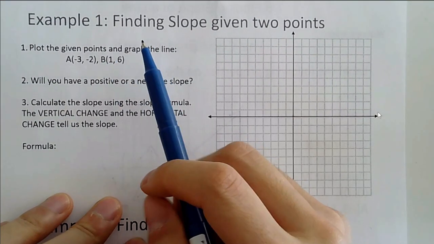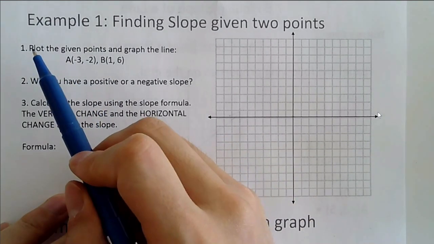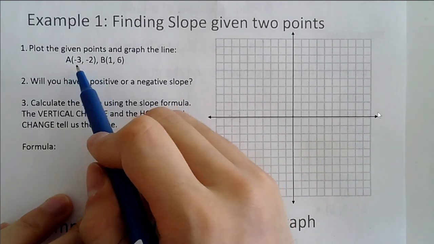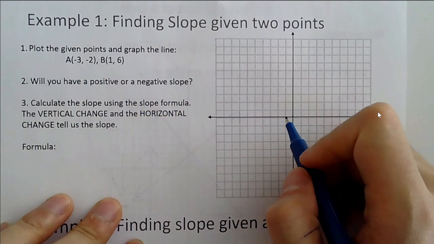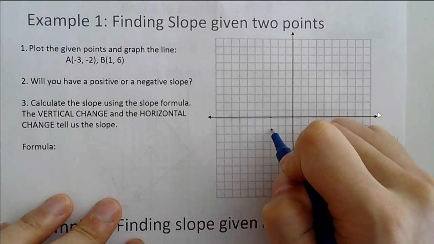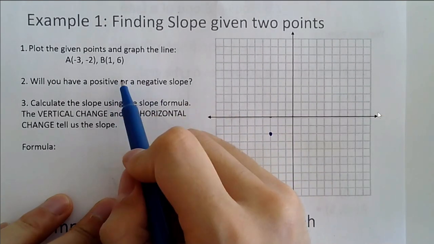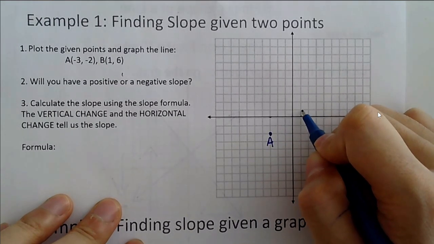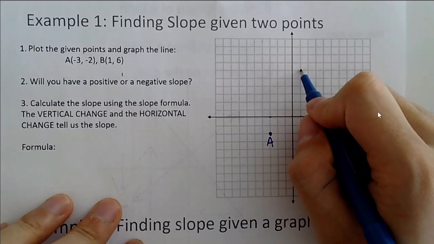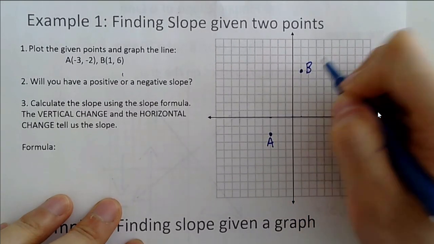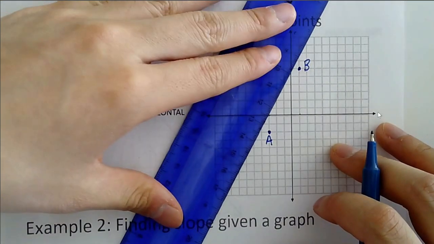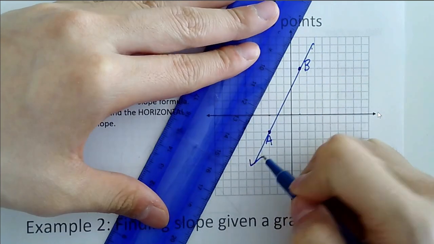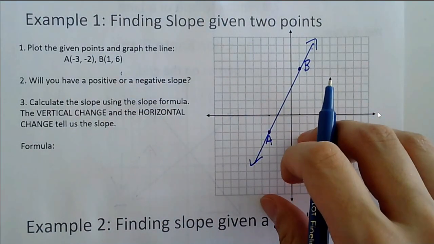Example 1 says finding slope given 2 points. Number 1 says plot the given points and graph the line. My first point, A, is (-3, -2). My second point is (1, 6), so 1, then 1, 2, 3, 4, 5, 6. Over here, that's my point B. I'm just going to draw a line going through 2 points, and I'm finished with number 1.